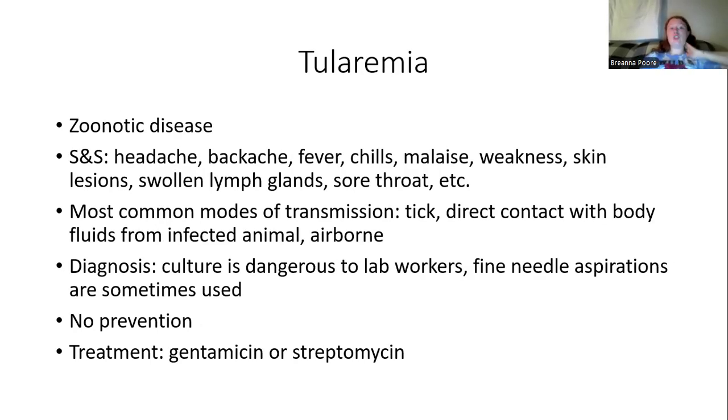Tularemia is a zoonotic disease. Signs and symptoms include headache, backache, fever, chills, malaise, weakness, skin lesions like rashes and stuff, swollen lymph glands, sore throat, sore lymph nodes, body rashes. The most common modes of transmission were through ticks, with direct contact with body fluids from an infected animal, or it was airborne.